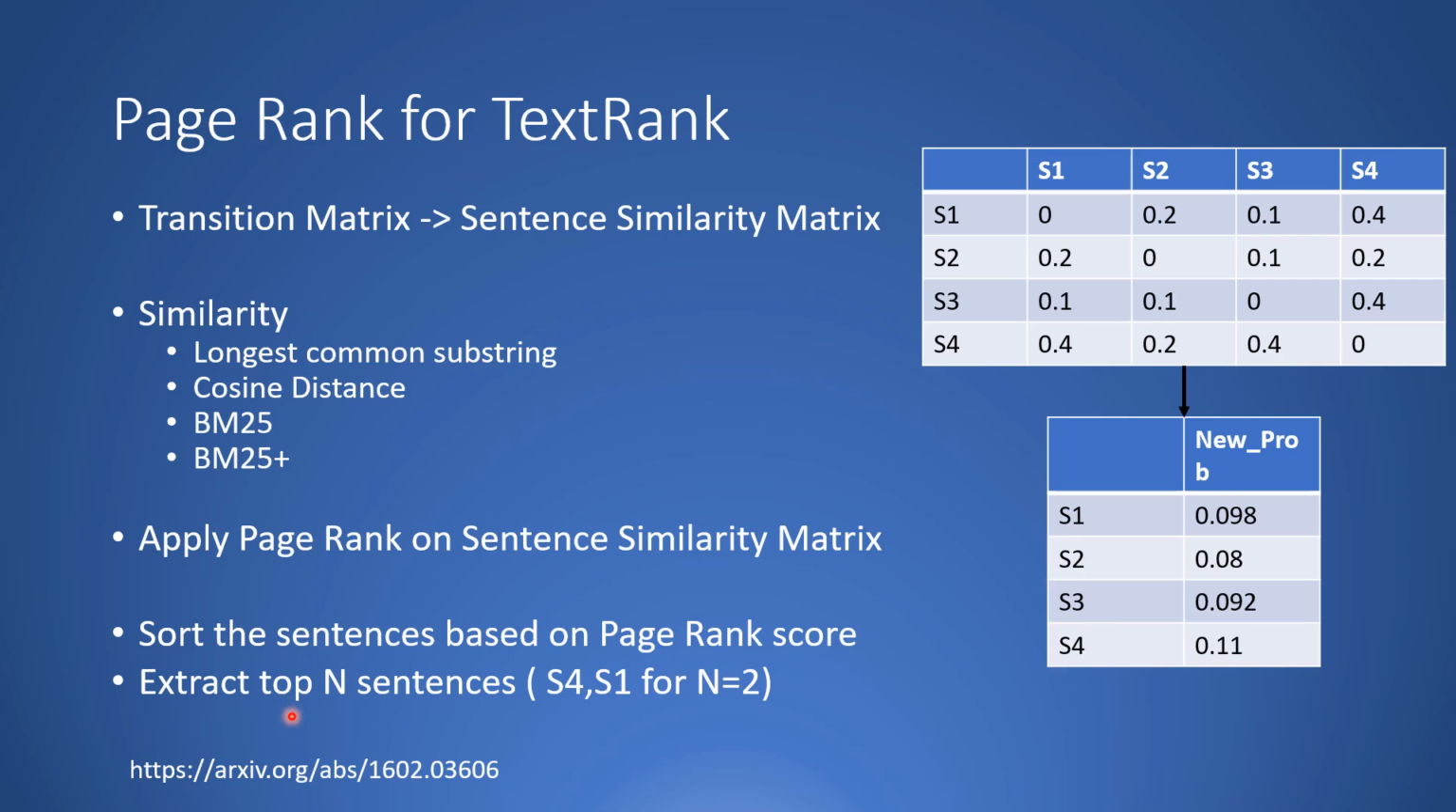Now we will extract the top n sentences for the summary. In our case over here, if n is equal to 2, then we will extract sentence 4 and sentence 1 and say that this is a good summary for our document. So this is how PageRank is used within the TextRank algorithm for extracting the top n sentences based on their PageRank score, which is derived from the sentence similarity matrix. For further details, you can look at this particular paper for the various measures for computing similarity between sentences.